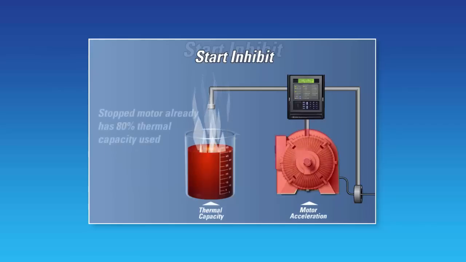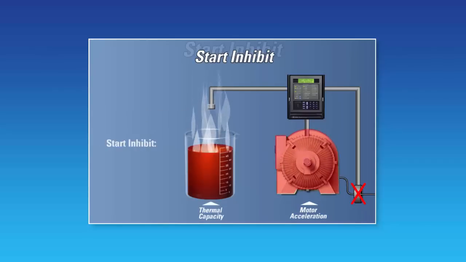If the relay calculates that there is not enough thermal capacity available within the motor for a successful start, the relay will block the motor start operation until the motor has cooled to a level where its thermal capacity is sufficient for the motor to start. The following is an example to illustrate the start inhibit function.